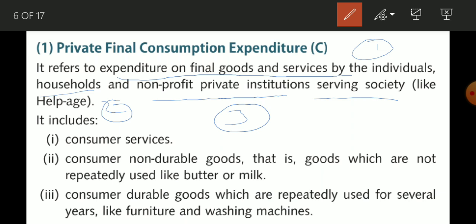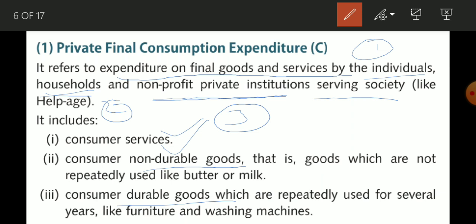Okay, now it includes, in proper way, consumer services, consumer non-durable goods, and consumer durable goods. So which type of goods these individuals, households, and non-profit institutes are going to purchase, whatever they are going to expend on the purchase of consumer services, meaning the service of a teacher, a lawyer, a doctor, nurses. So this is known as consumer services.